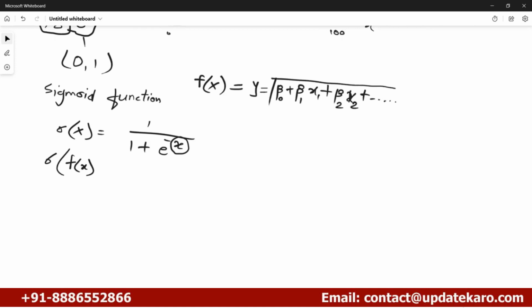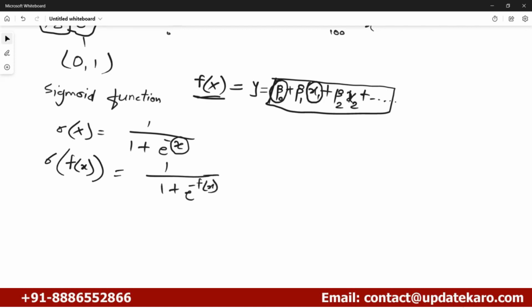Is this a function of x? This is a linear combination of your coefficients and your columns, the features which are there in your data. So that is nothing but a function of x, f of x, right? So you can use this over here. So 1 over 1 plus e raised to minus f of x. So this is going to be your sigmoid function.